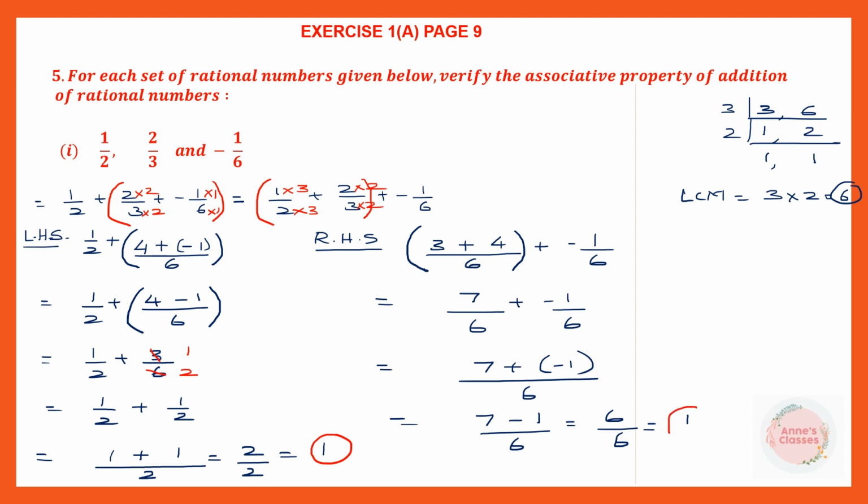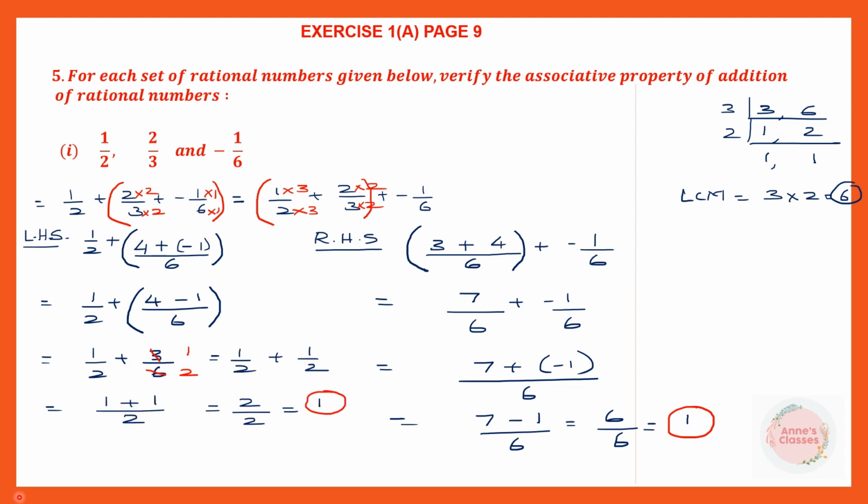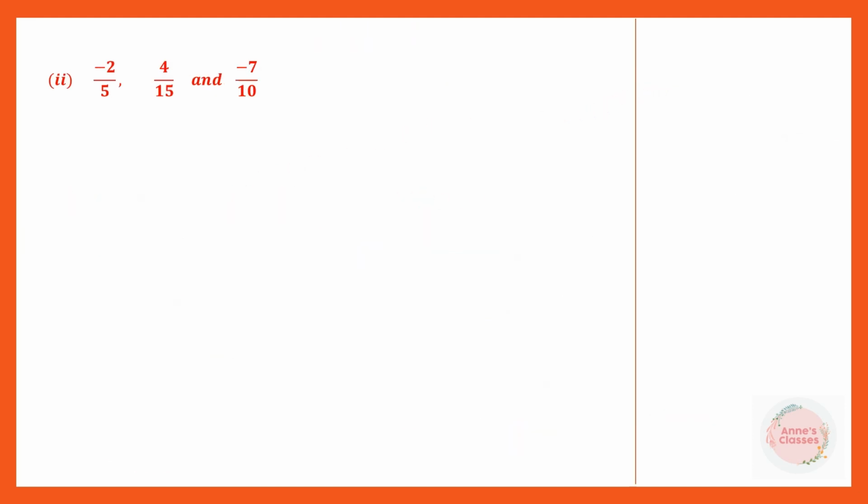So on the right hand side, when you work it out, what answer do you get? You get 1. So what do you see? The left hand side is 1. The right hand side is also 1. That means the left hand side is equal to the right hand side. So now we can say left hand side is equal to the right hand side, hence verified. We have verified the associative property of addition for this set of rational numbers. So this is how you have to do. You have to first put it in the form of the associative property of addition and then prove that both sides are equal.